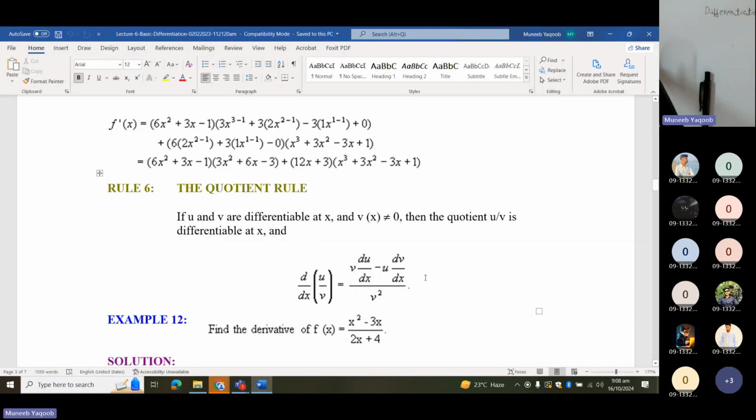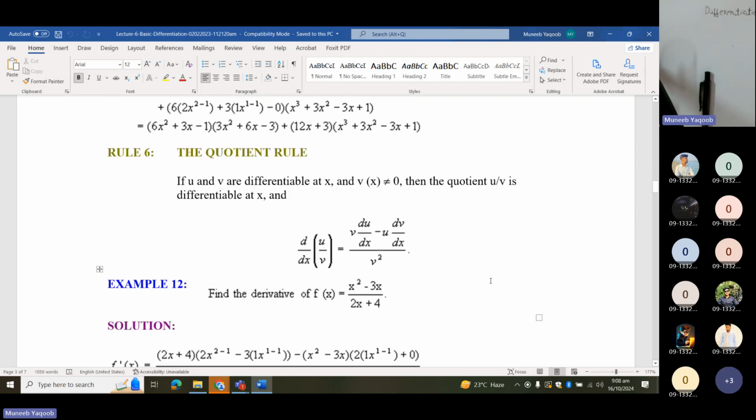Coming back to the slides, now this is the last rule of today's class, which is known as the quotient rule. What is quotient rule? If we are to find the derivative of a fraction that is u upon v, how we will calculate the derivative of this fraction? So it will be u prime v minus uv prime whole divided by v squared.